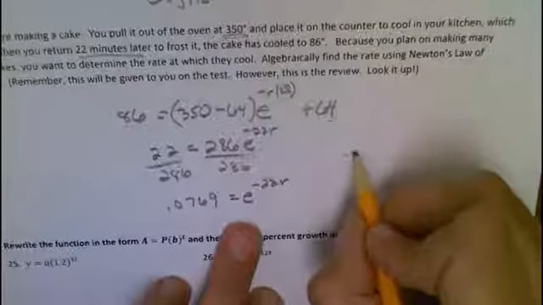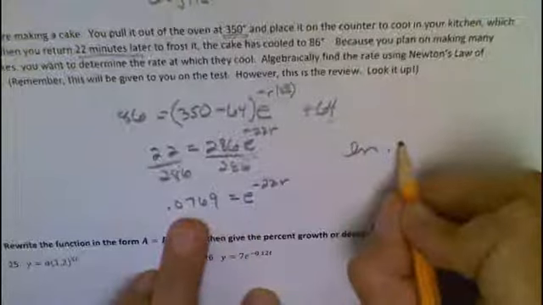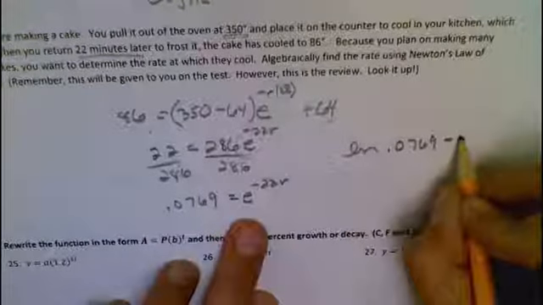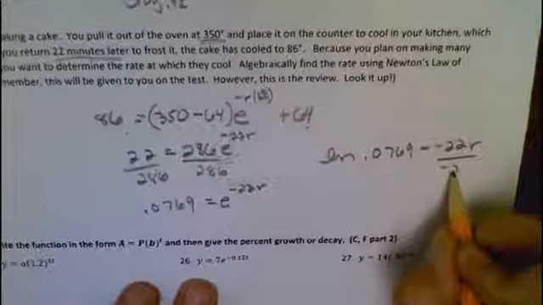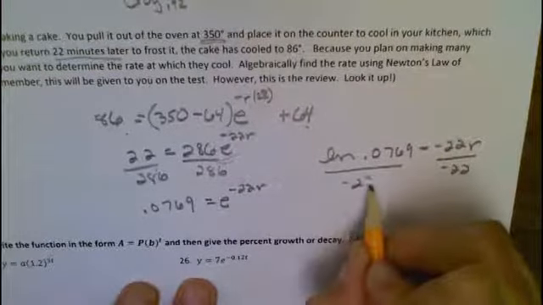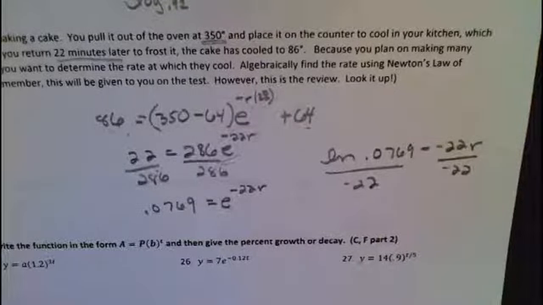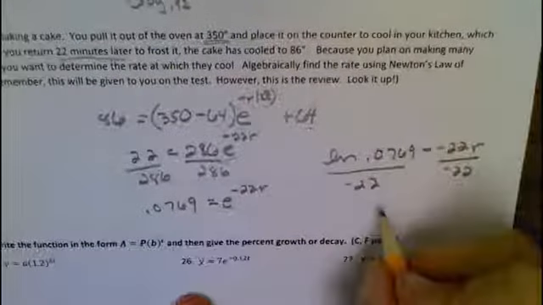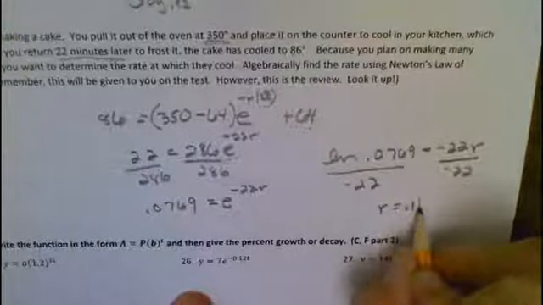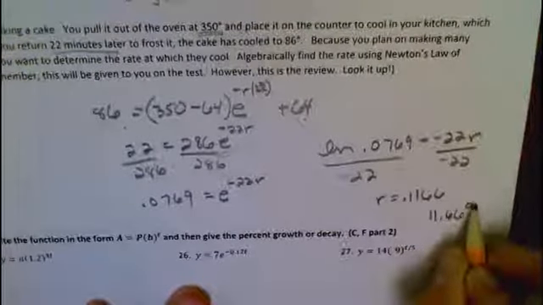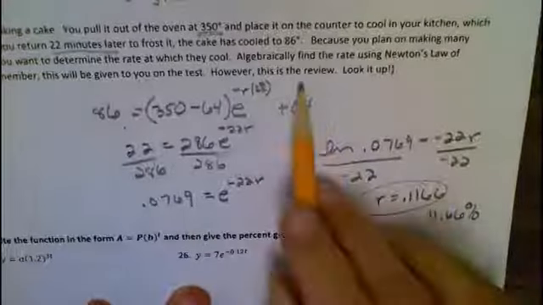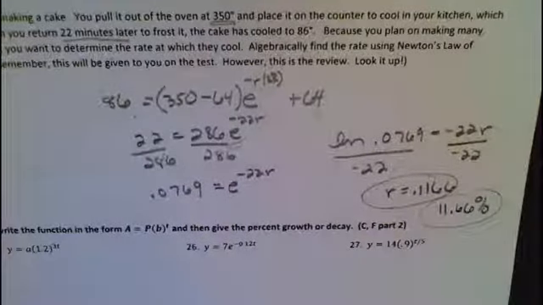Convert it to log form. Natural log base e of 0.0769 equals negative 22r. And now I just need to divide by negative 22. So I'm going to take natural log of 0.0769, hit enter or close your parentheses, divided by negative 22. R is 0.1166, which is 11.66% if you want a percent. It doesn't really say, it just says find the rate. So I would accept either of those answers.